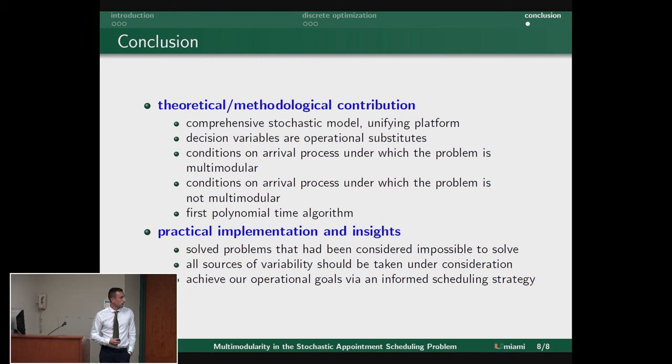We have shown that all sources of variability are important and should not be ignored, and that outpatient clinics have to take measures to contain this variability in order to achieve their operational goals.